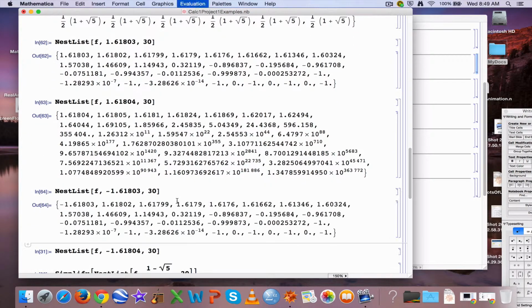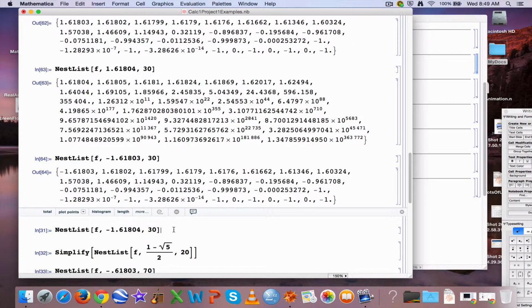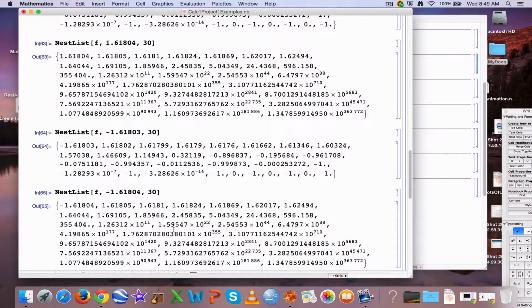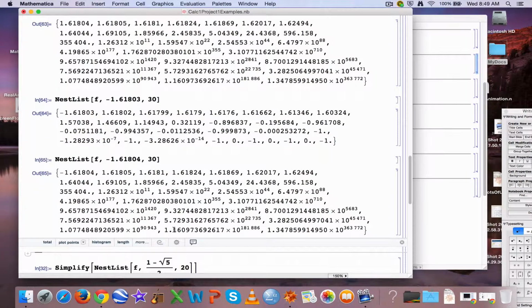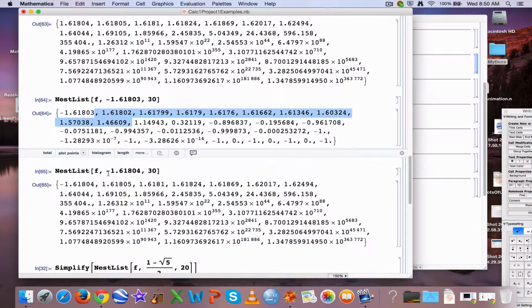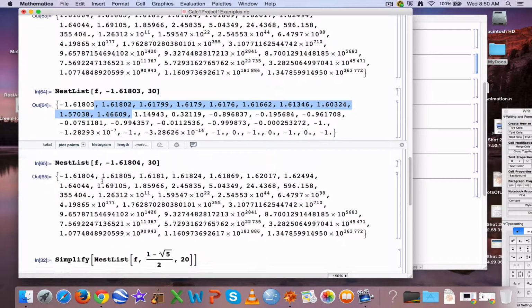Same kinds of things happen if we plug in the corresponding negative numbers, which are negative. The negative of 1 plus square root of 5 over 2 is not a fixed point. So we're not seeing fixed point behavior here. Actually, they become positive right away and get close to the original fixed point.